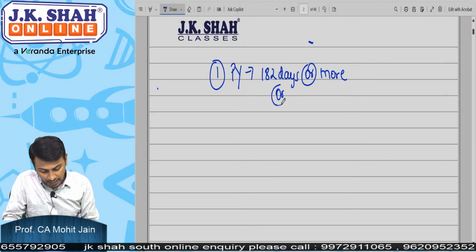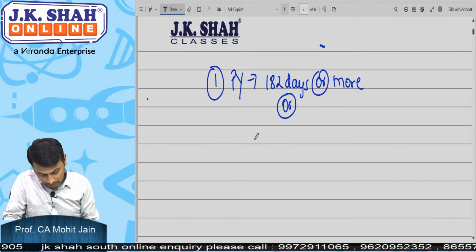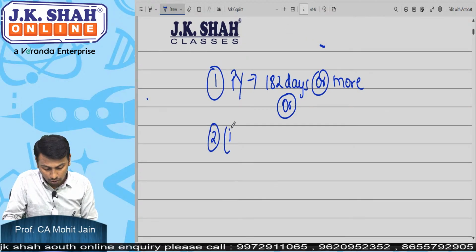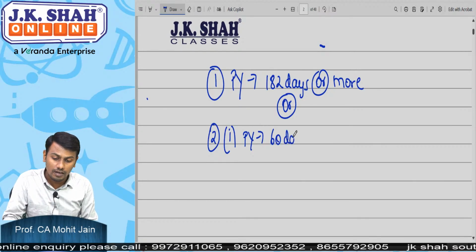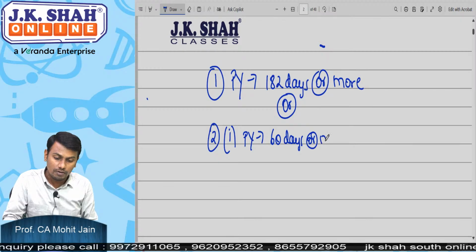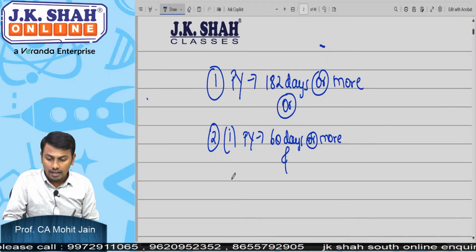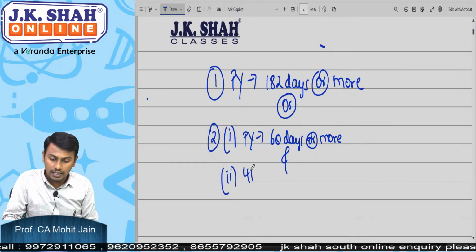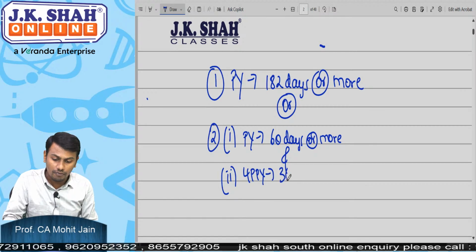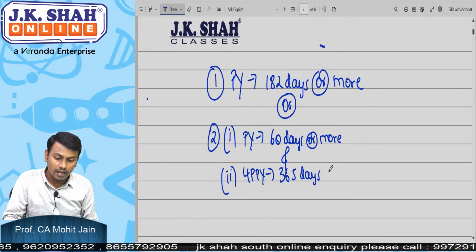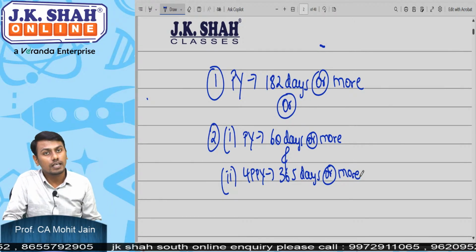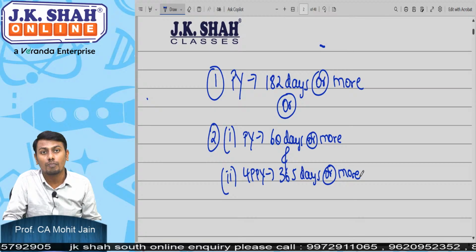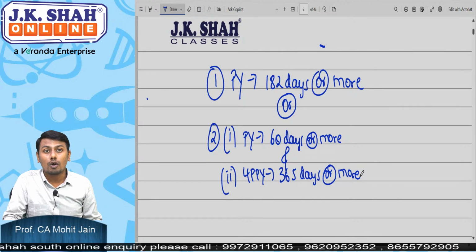Now what is basic condition number 2? In basic condition number 2 there are two sub-conditions. In the previous year you have to be in India for 60 days or more, and in the 4 preceding previous years you have to be in India for 365 days or more. These were the two basic conditions, and if you satisfy any one of the two, then you will be called a resident of India.